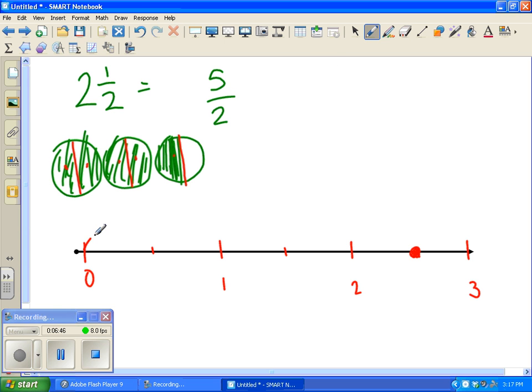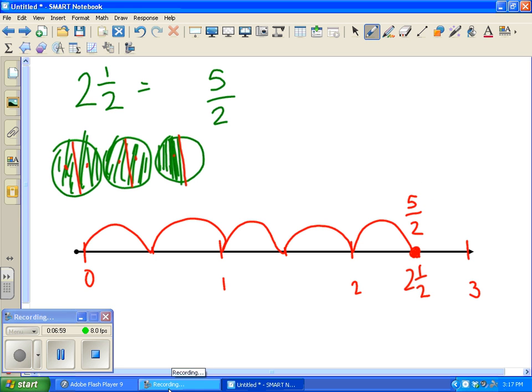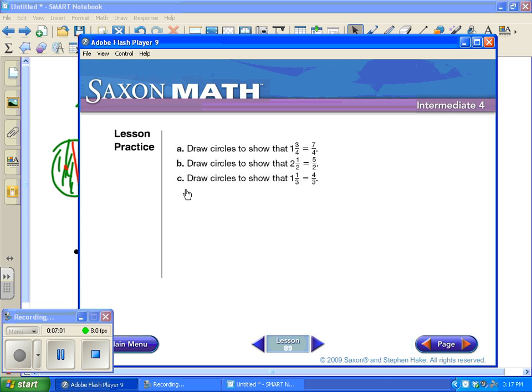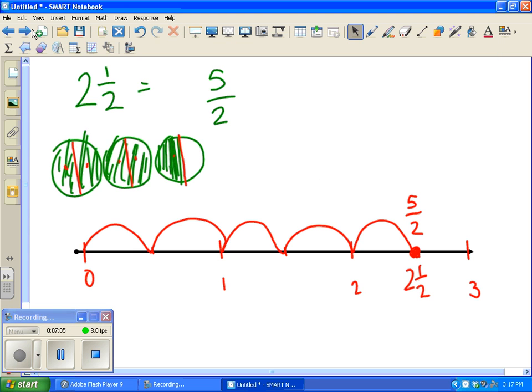So let's count my jumps. Here's a half, there's 1/2, 2 halves, 3 halves, 4 halves, 5 halves. So 2 1/2 ends up to be at the same place as 5/2. And one more. 1 1/3 equals 4/3.